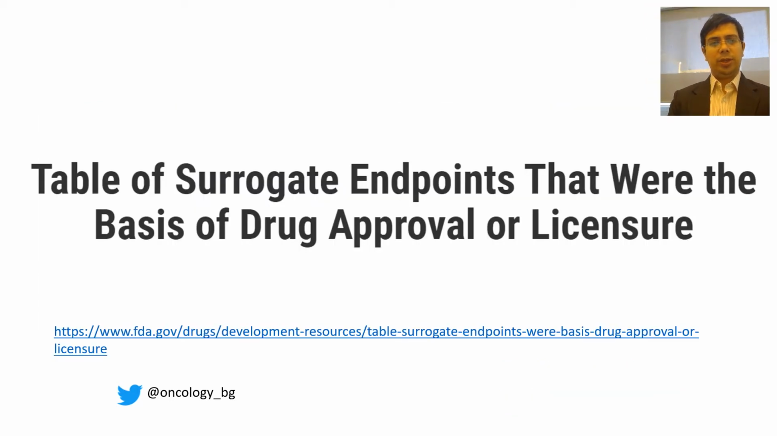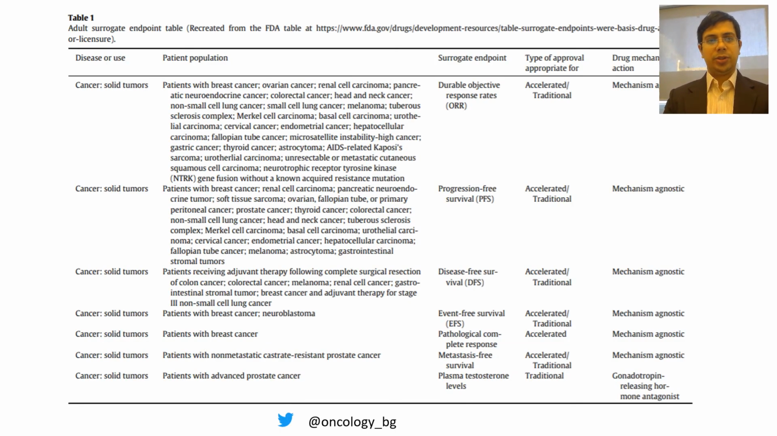As a background, the FDA has published the table of surrogate endpoints that they have used in the past and may use in the future for approval of drugs, which can be accessed through this website link here. And for cancer drugs, they have listed a variety of surrogate endpoints for different tumor types.